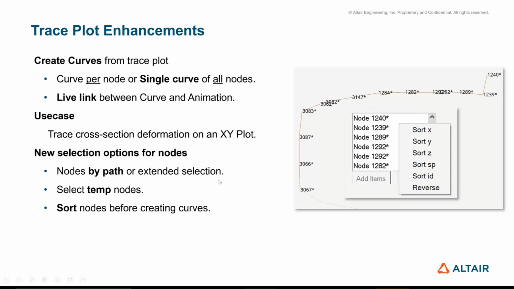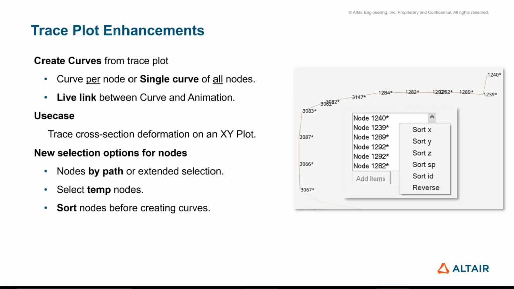Once the nodes are selected, you add them to the trace panel list, and then you can sort them also, because in some use cases it would be very useful to sort the nodes first, either by x coordinate, y coordinate, z coordinate, shortest path or ID. You do the sorting before you create the curves. This will give you a smooth curve of the cross section. I'll show a brief demo of it once I'm done with the next slide on how this feature works.